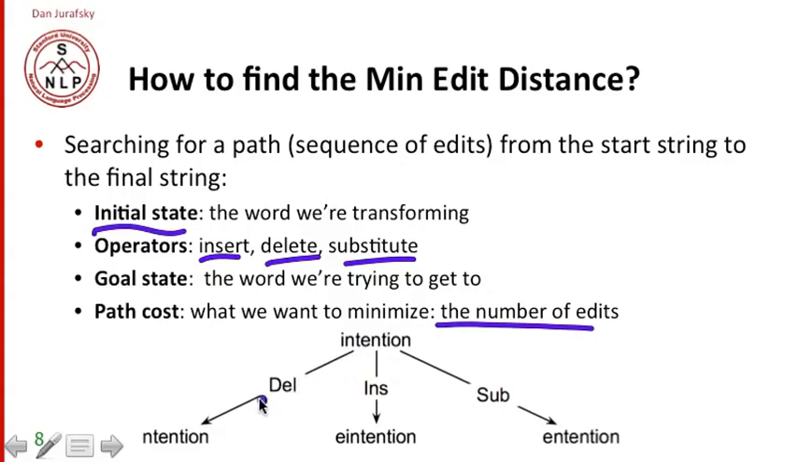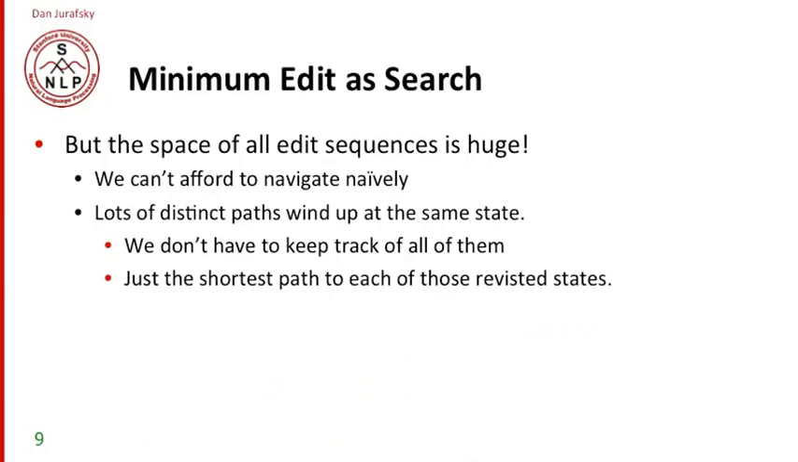So, for example, from "intention," here's a piece of a path. From "intention," we could delete a letter and end up with one string, we could insert a letter and end up with another, or we could substitute a letter and end up with a third. So these are pieces along a path that would go from "intention" all the way off the screen here into all the possible ways you can transform "intention" into something. So this space of all possible sequences is enormous. We can't afford to navigate naively in this space.